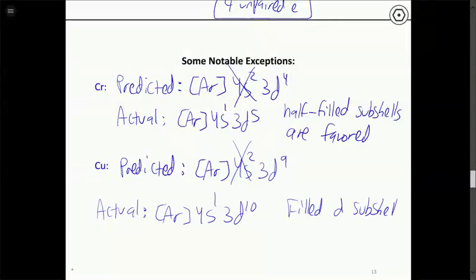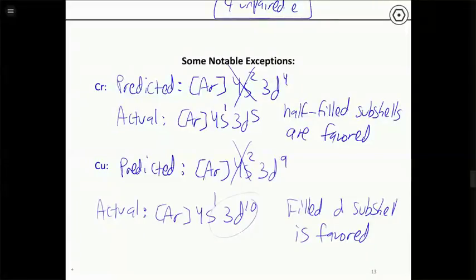Not as intuitive why in this case, because you still have the same number of unpaired electrons. Both of these configurations would only have one unpaired electron, but it's still slightly favorable to bump this up and get this filled 3d10 configuration. So that's what we do for copper. These are the only two exceptions you have to know. For any other element that we ask you about, just use the periodic table, fill the subshells in order, and don't worry about any of this weirdness.